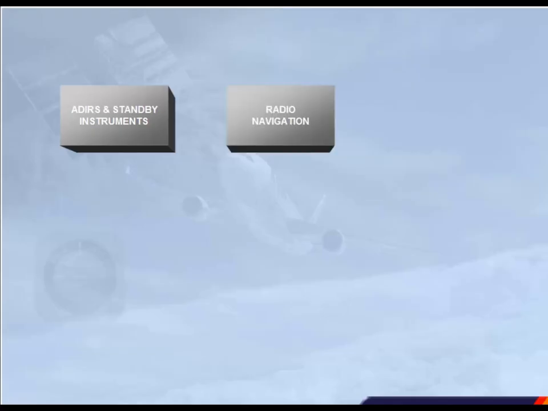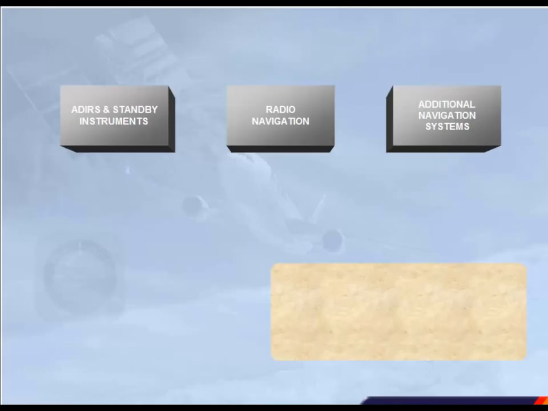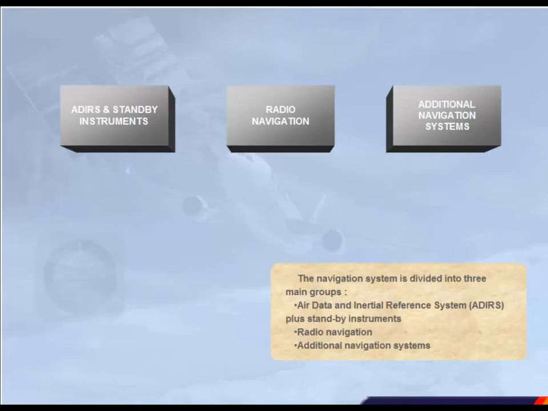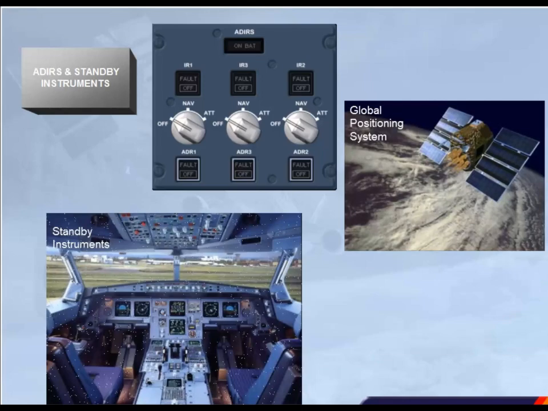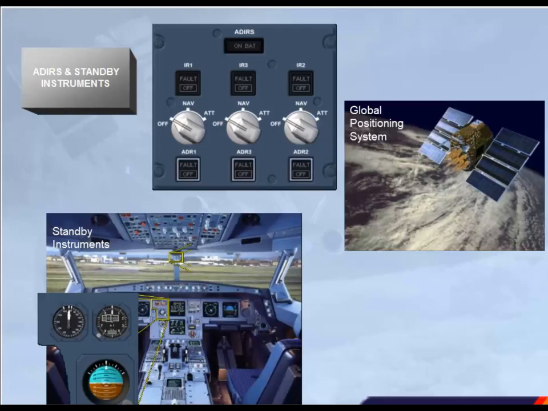The navigation system is divided into three main groups: Air Data and Inertial Reference System, ADIRS, plus standby instruments; radio navigation; and additional navigation systems. There are several subsystems within each group. The first group includes Air Data Inertial Reference Units, ADRU, Global Positioning System, GPS, and standby instruments.